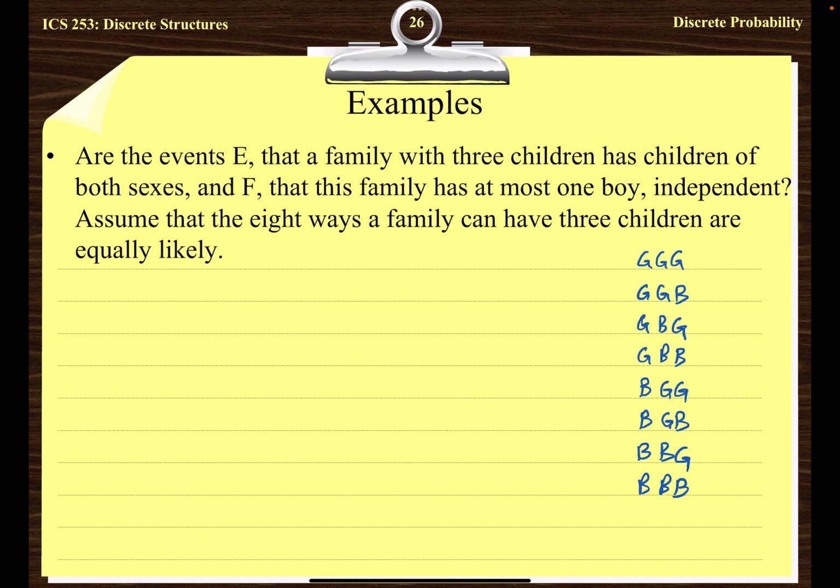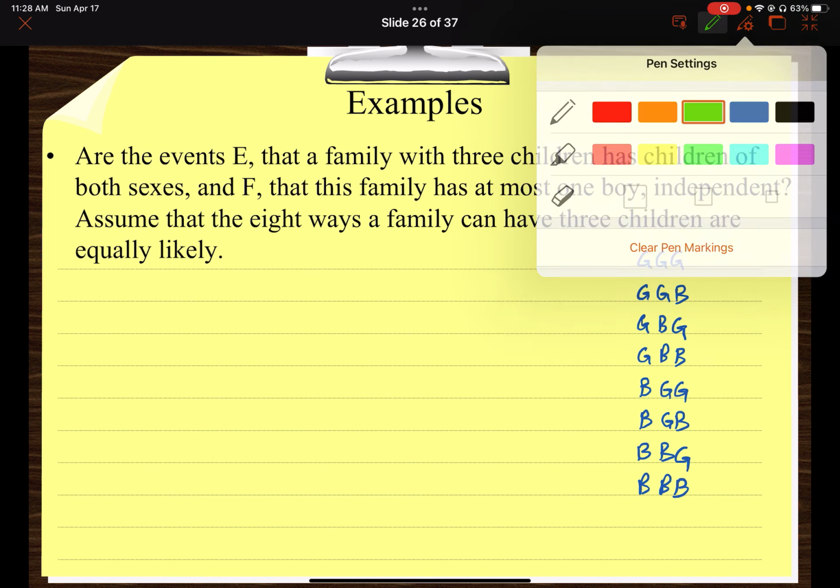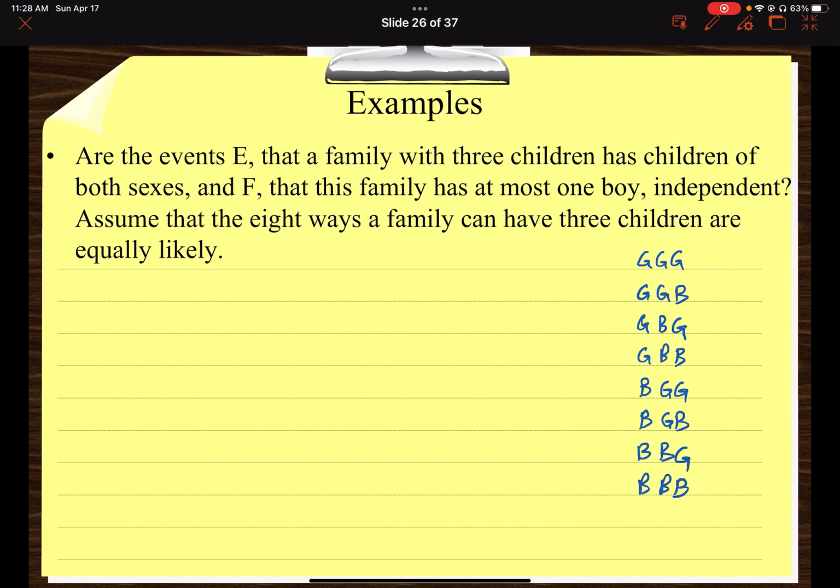Now, what is the event E? A family with 3 children has children of both sexes. So let's go over them one by one. What is the first one that has both sexes? Second, third, fourth, fifth, sixth, seventh, and that's it. So we only have 2 that don't. The first and the last have only 1 sex. The rest have both sexes.